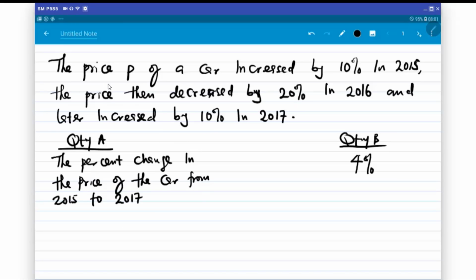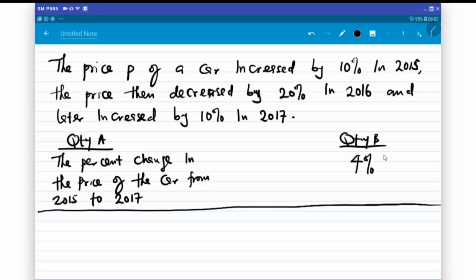Now let's say this example. It says the price P of a car increased by 10% in 2015. The price then decreased by 20% in 2016 and later increased by 10% in 2017. Now quantity A, the percent change in the price of the car from 2015 to 2017, and B, 4%. So as you can see here, it is very clear, just like what I just explained.